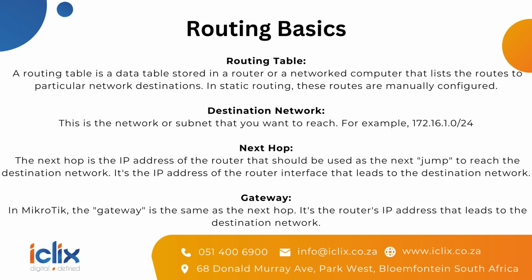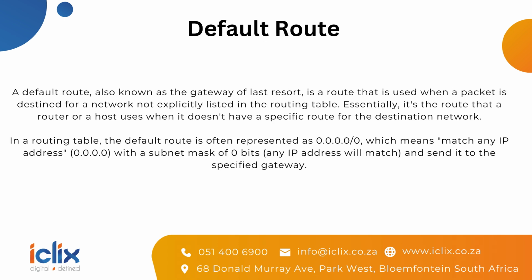Destination network. This is the network or subnet that you want to reach, for example 172.16.1.0/24. Next hop. The next hop is the IP address of the router that should be used as the next jump to reach the destination network. It's the IP address of the router interface that leads to the destination network. Gateway. In Mikrotik, the gateway is the same as the next hop. It's the router's IP address that leads to the destination network.